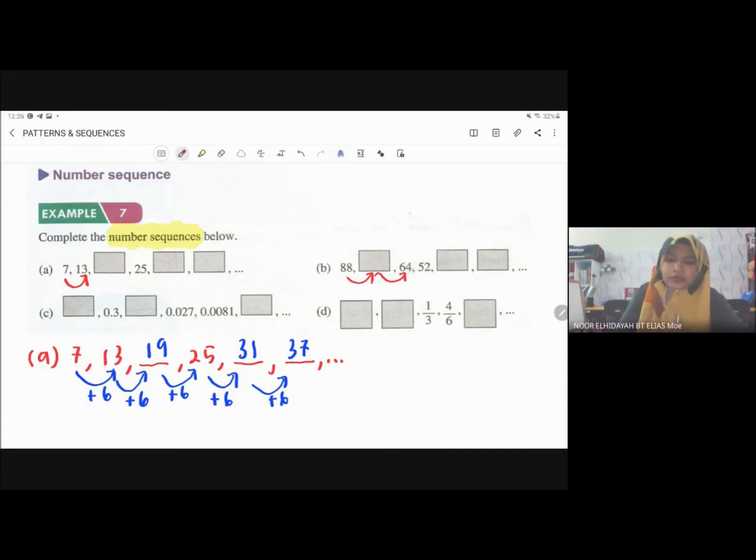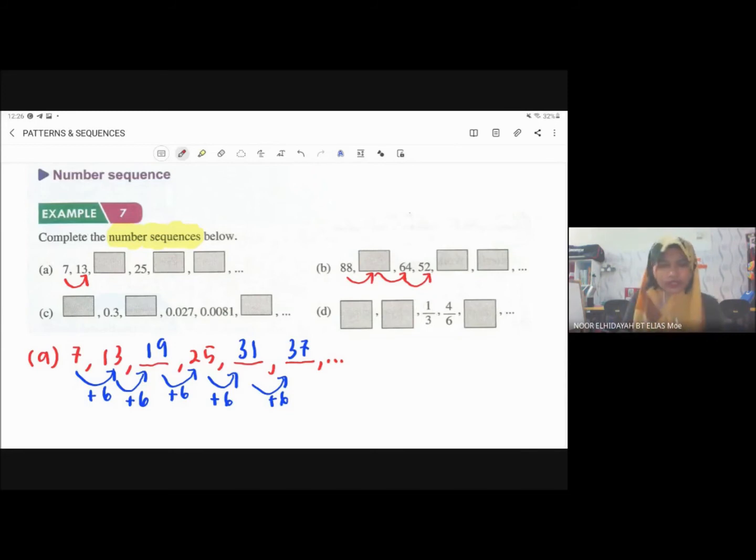64 nak dapat 52. How? Macam mana ya? You have to think. Okay, now dekat sini dia uji awak punya kefahaman dan awak perlu diuji cara awak berfikir. Okay, 64. How you get 64? 64 to 52. How to get that one? How to get the number? How to get the value? How to get the figure?